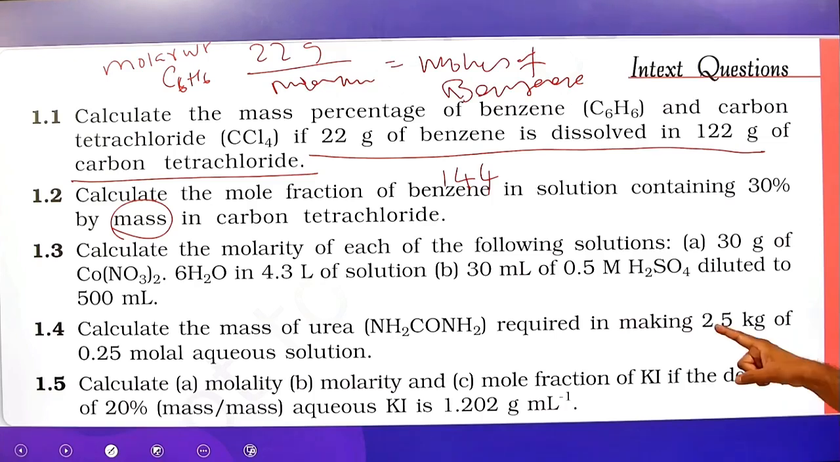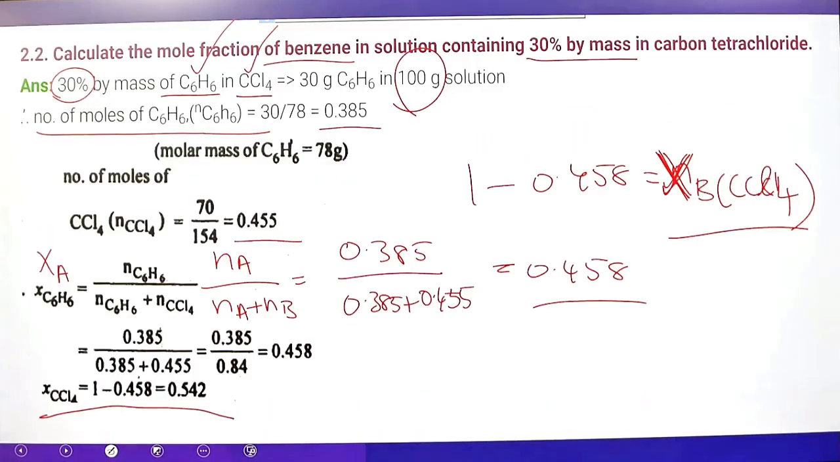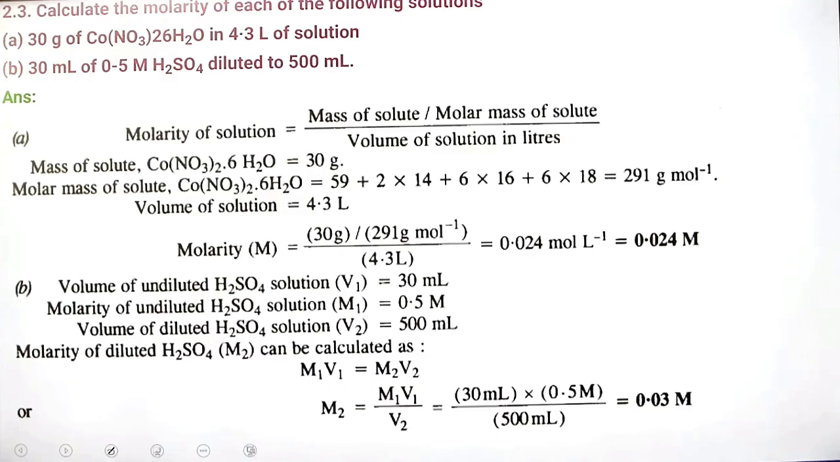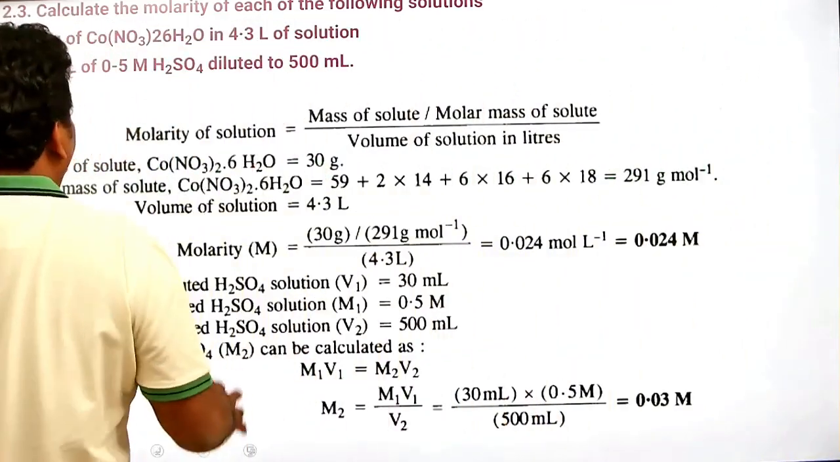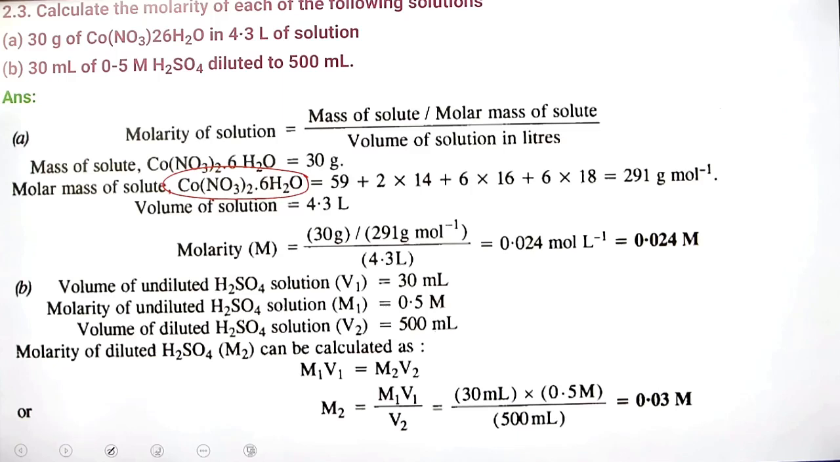Following solutions. First problem: 30 grams of cobalt nitrate hexahydrate, Co(NO3)2·6H2O, in 4.3 liters of solution. Solution we have in liters, clear, right? We will try. Now you will say only one thing: sir, I don't know the calculation of molar mass. That is the problem, sir.